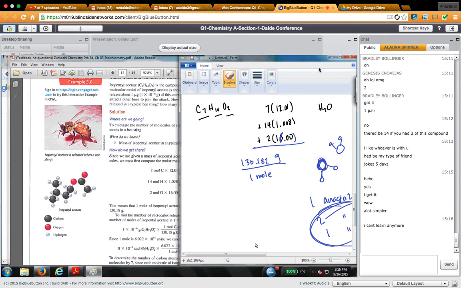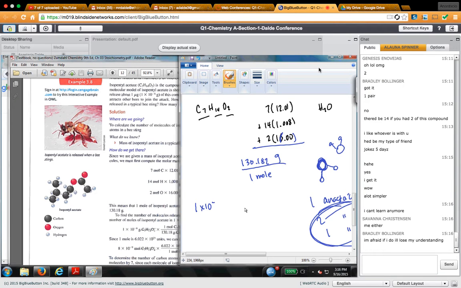So, what did I start off with? Apparently bees sting and they only release 1 times 10 to the negative 6 grams of this stuff. All of the bees' attack makes 1 times 10 to the negative 6 grams of this stuff. How many atoms?